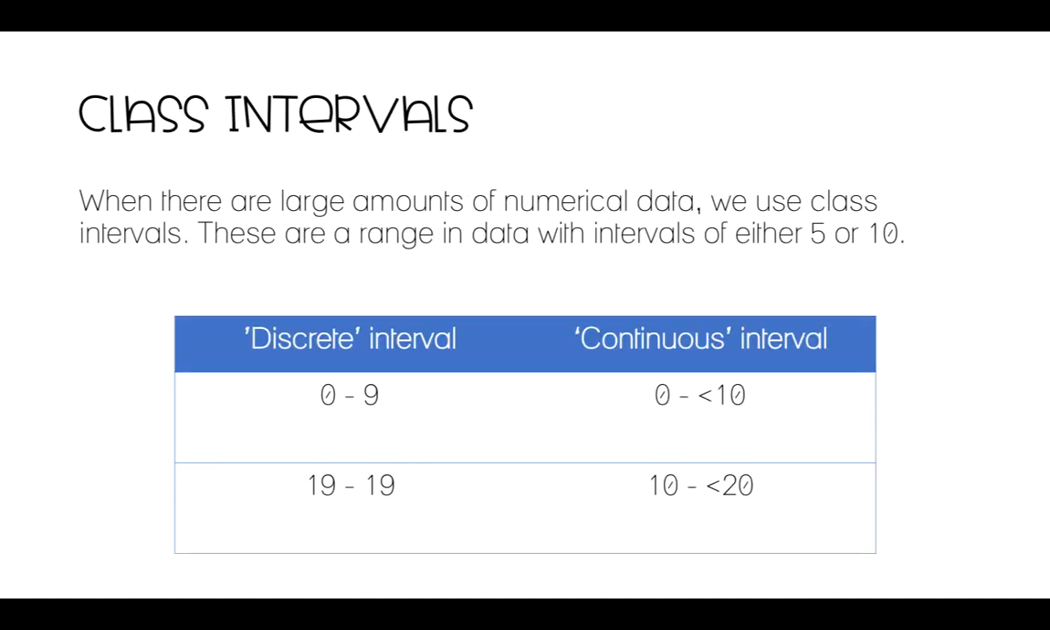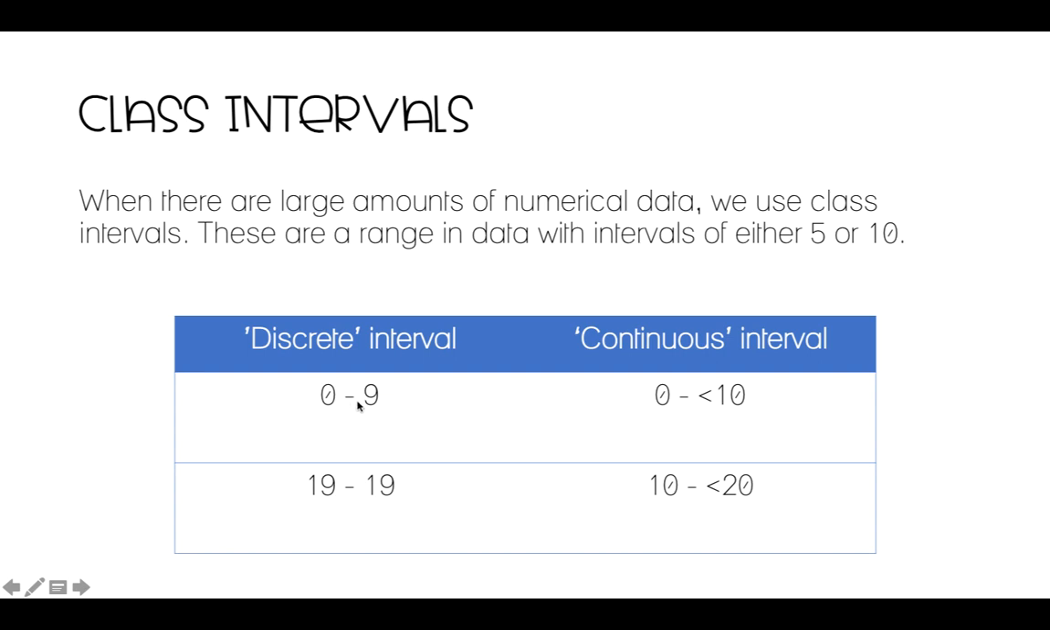Now let's talk about class intervals. So we're talking about class intervals for numerical data when there's a large amount of data. And so these are ranges with intervals of either 5 or 10. So class interval is referring to the intervals of 5 or 10 of your choice. So if we were using intervals for discrete data, so that's not decimals, that's whole numbers, we would do 0 to 9. Sorry, that should say 9 to 19.